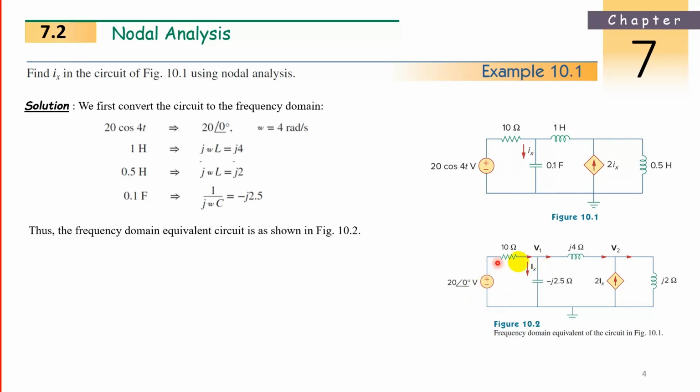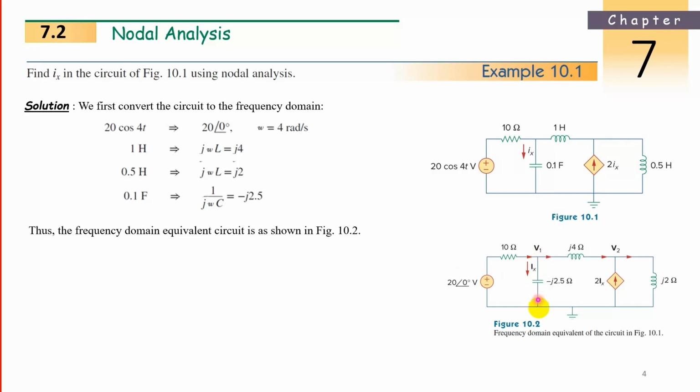Current flows from higher potential to lower potential. In this branch, from V1 to ground, where is the higher potential? It is 20, because this is the plus. Higher potential is 20 minus V1, divided by the resistance. So I can write that one.